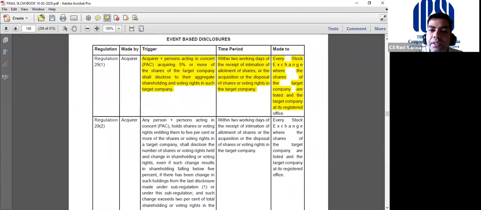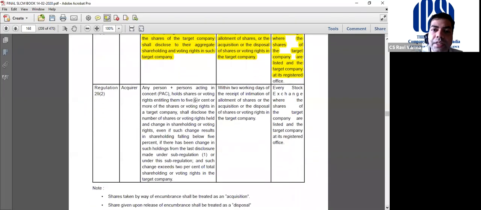Regulation 29.2 says that once you have acquired 5%, then for every change of 2%, you should inform within 2 working days. Hence, after acquiring 5%, you shouldn't acquire more than 2% at any point of time. And it is a change, not just an acquisition. Say, for example, after 5%, I have acquired 1% and sold 2%. The change can be positive or negative. Even if I have gone down from 5% to 1%, it is a change of more than 2%, and I need to inform the stock exchange. That is a disclosure under Regulation 29.